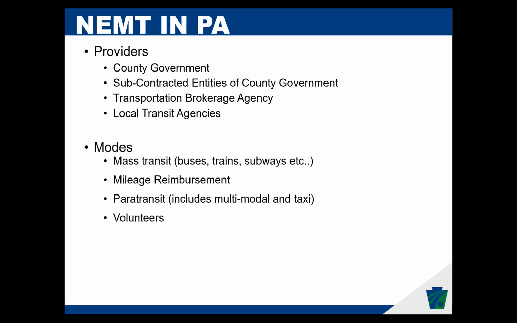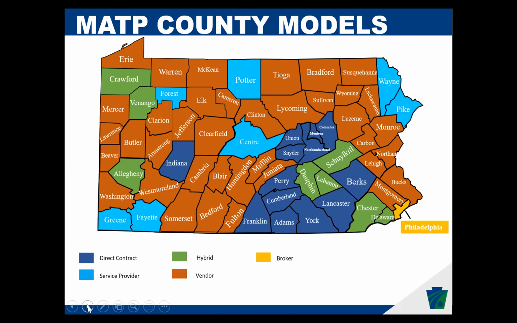If you go to the next slide, it breaks down the state of Pennsylvania and all of our counties and each of the different models. You can see that there's a variety of different colors all over the screen there. So each model actually drives the oversight and allowable costs for each county. For the direct contract service provider, hybrid, and vendor models, counties are reimbursed based upon a single rate. The broker model, which only operates in Philadelphia County, operates on a per member per month capitated rate.